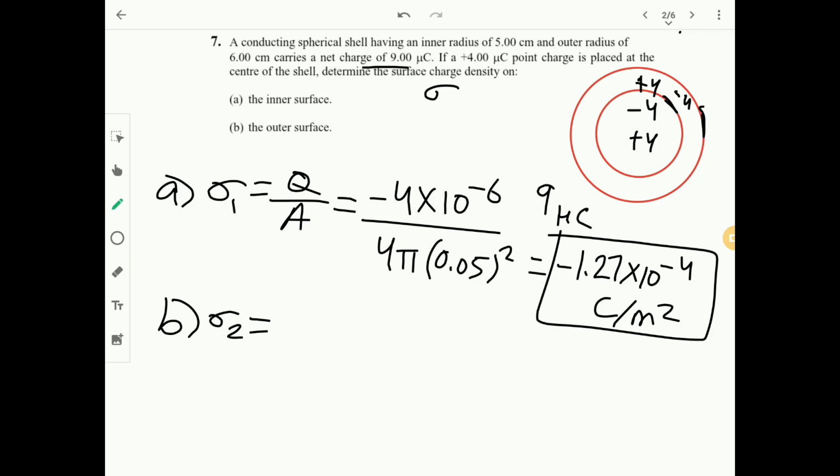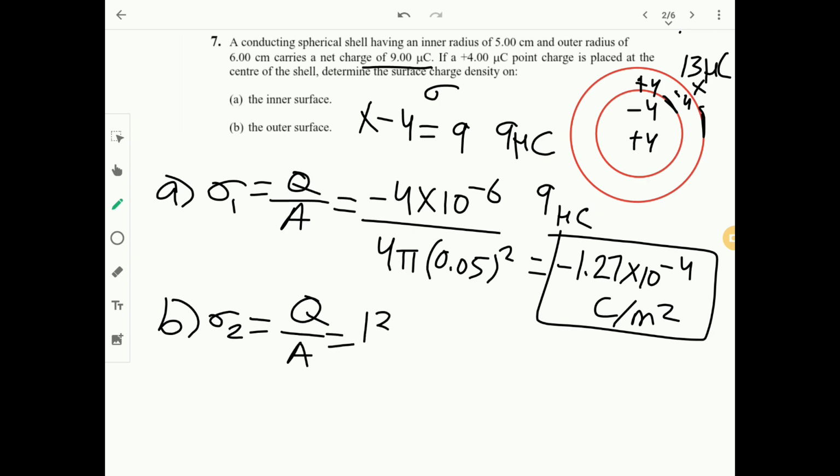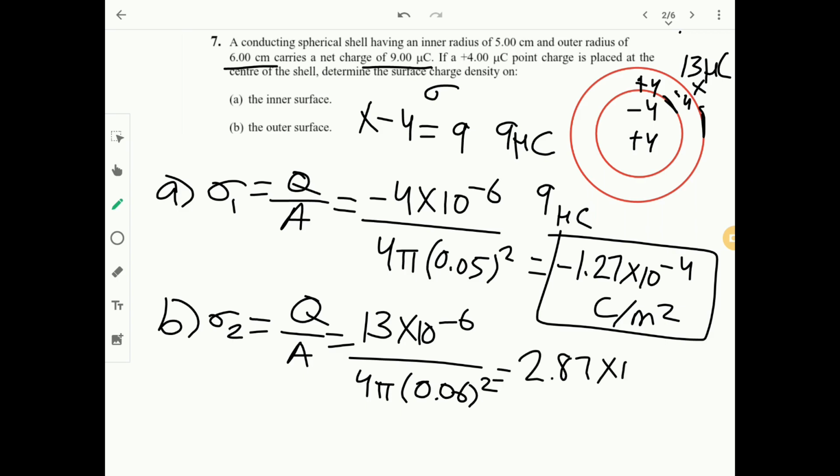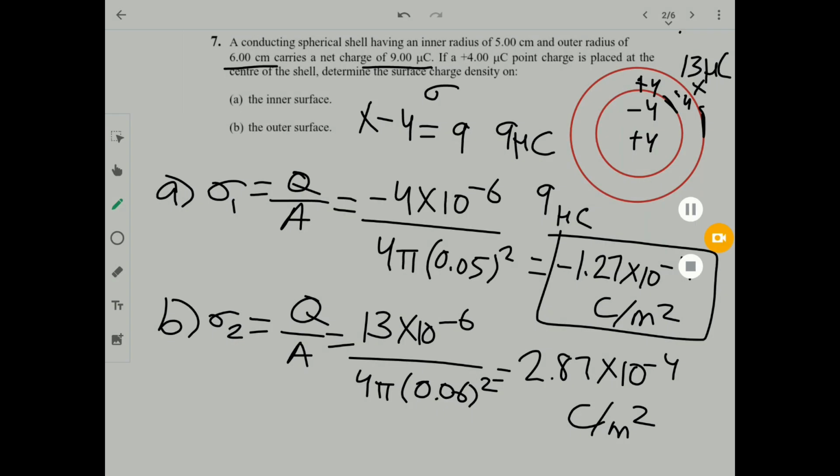Since we know that the net charge has to be 9 microcoulombs, the sum of this and x has to be 9. x minus 4 equals 9, x is 13. So we have a 13 microcoulomb charge on the outside, so that our net charge is 9. So again, using Q over A, 13 times 10 to the minus 6. Now again a sphere, so now the radius is 6 centimeters. And this time you get a positive answer, 2.87 times 10 to the power of minus 4 coulomb per meter squared. Okay, let's continue, and this is the answer. You can check for a few seconds and we're moving on to number 8.